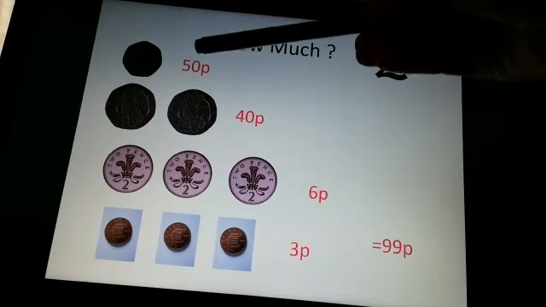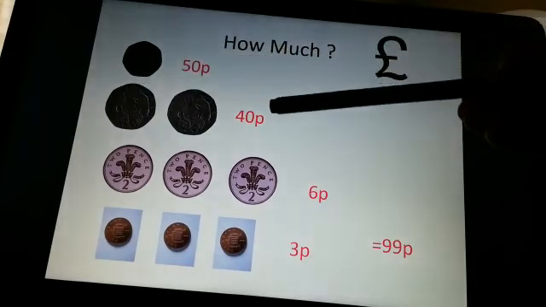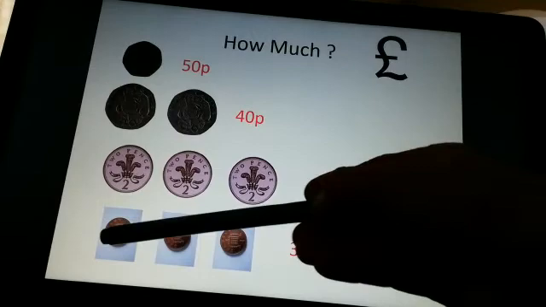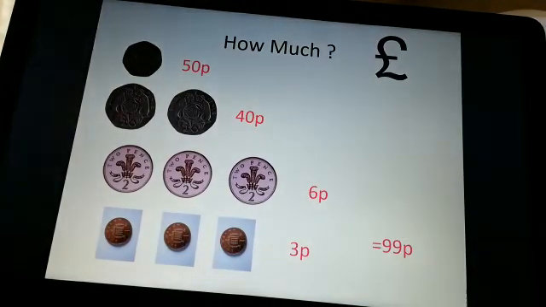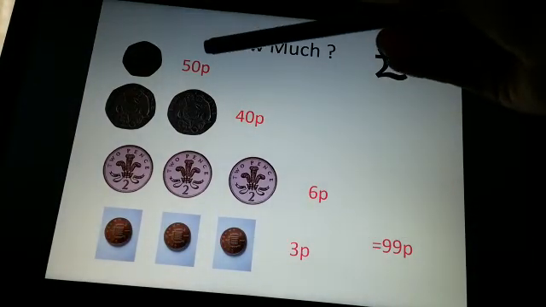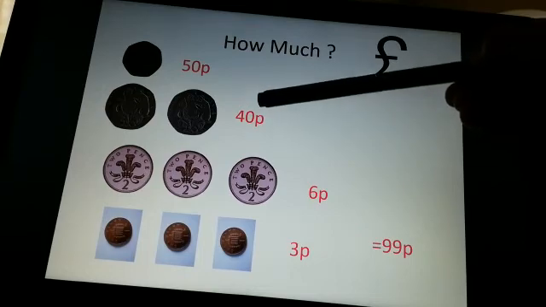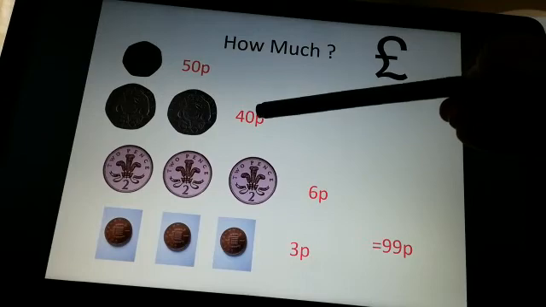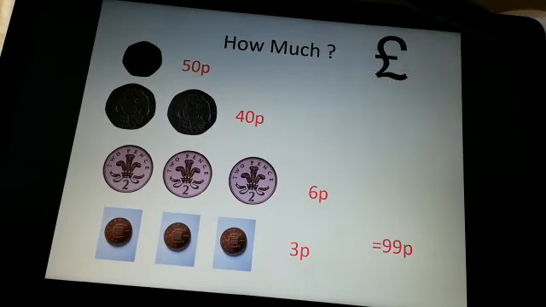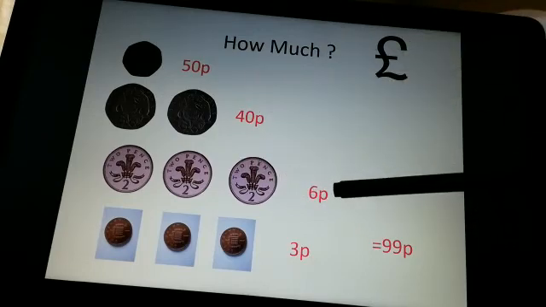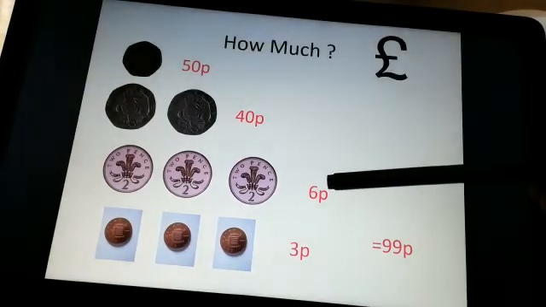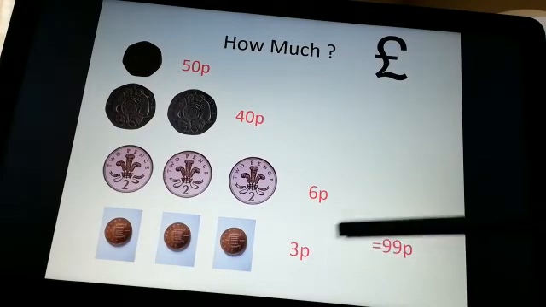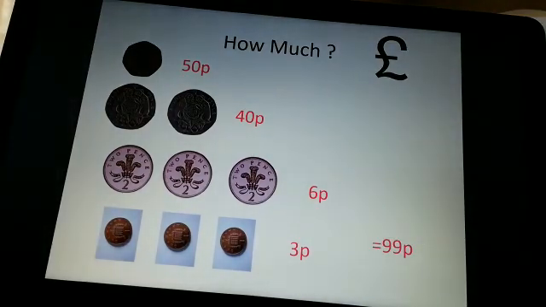So we've got 50. We've got 2 20s, which is 40. We've got 3 2s, which is 6. And then we've got 3 1s, which is 3. So we've got 50, add 40. And we know that 5 10s, add 4 10s is 9 10s. So that's 90. We've then got 3 2s, which is 6. So that's 90 plus 6 is 96. Add on 3, 99 pence.